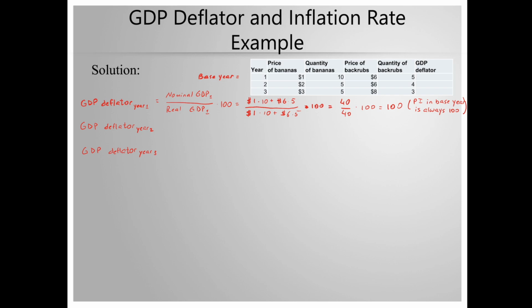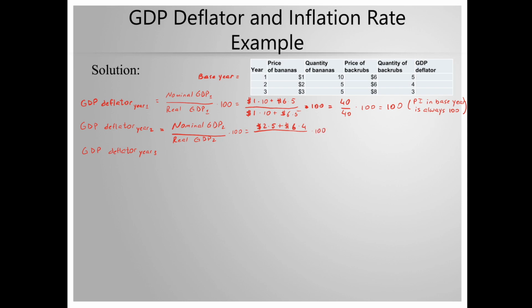So what about the GDP deflator in year 2? That is also nominal GDP in year 2 over real GDP in year 2 times 100. What is the nominal GDP in year 2? It is the current price of bananas, which is $2, times the current quantity of bananas, which is 5, plus the current price of back rubs, which is $6, times the current quantity of back rubs, which is 4.